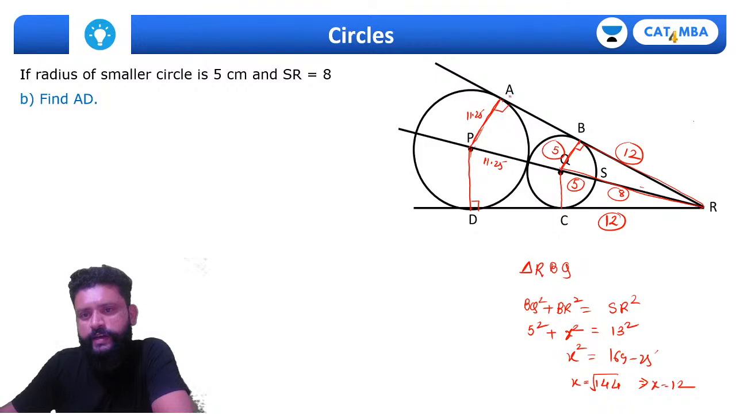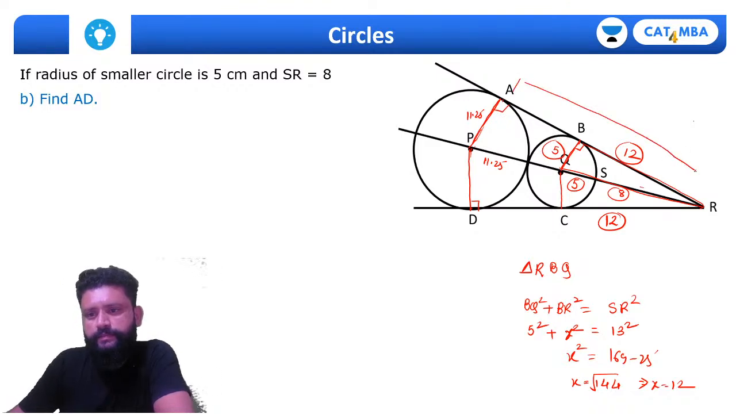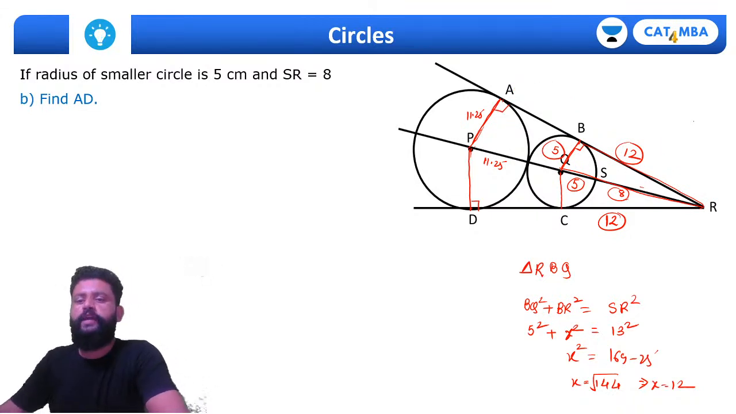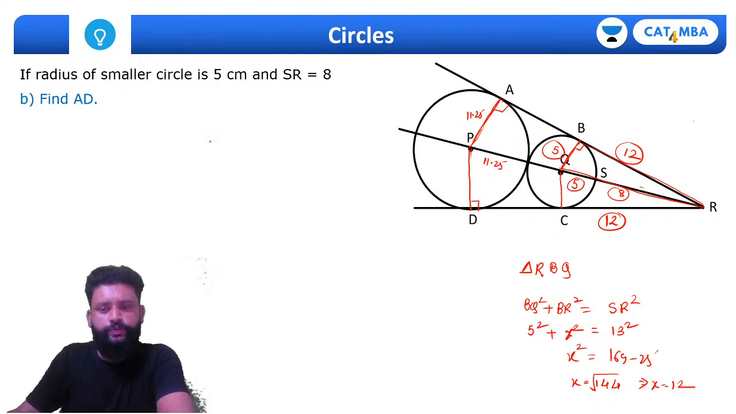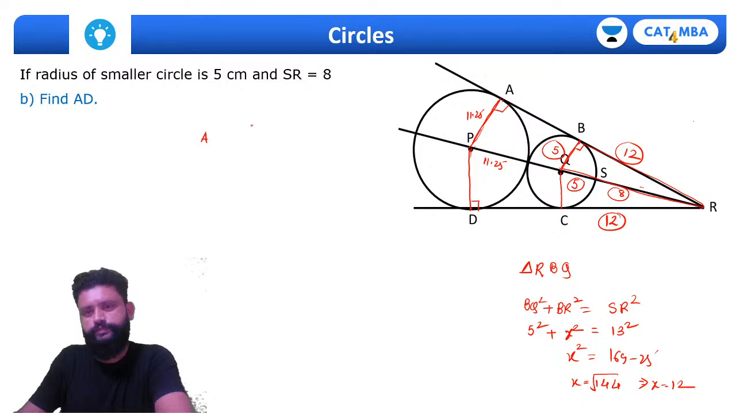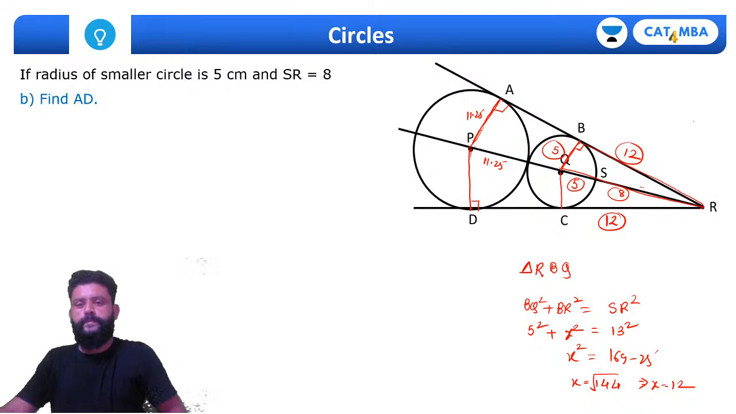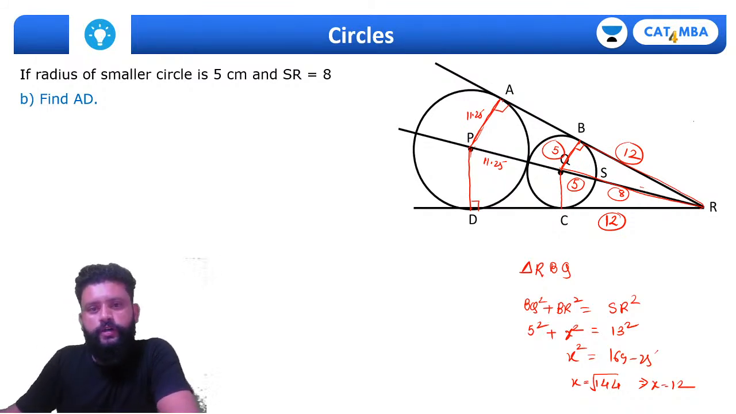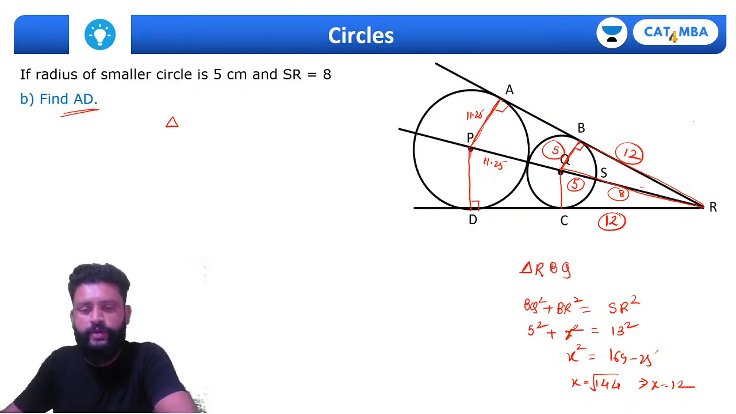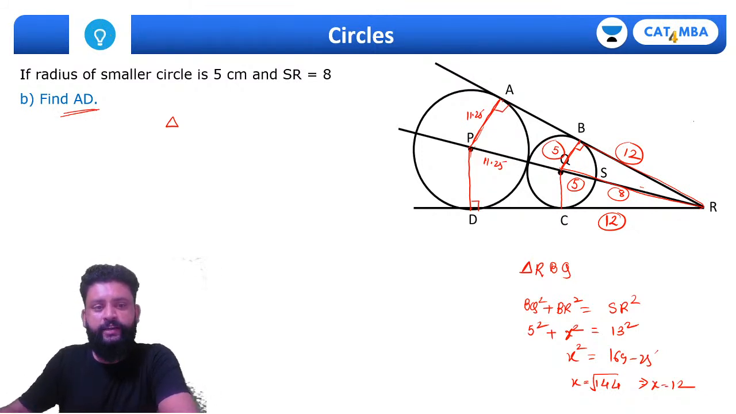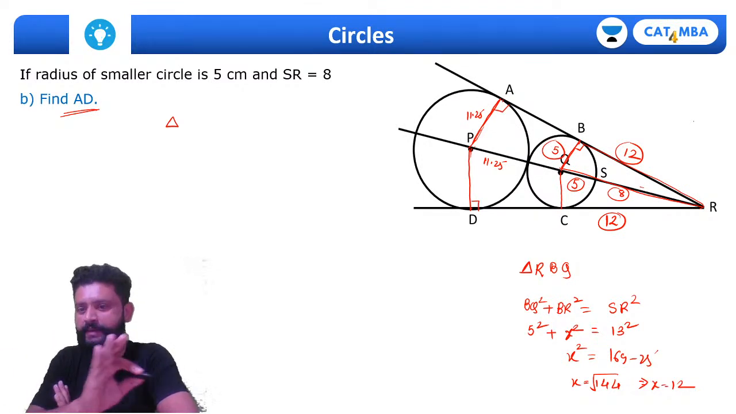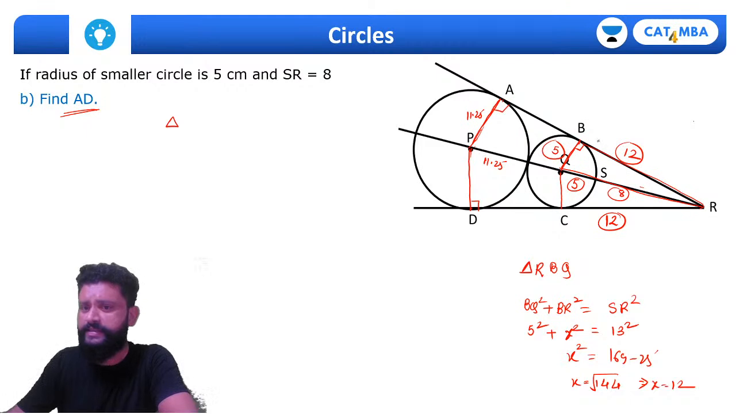The same way you can calculate AP as well. Sorry, AR. I'm talking about AR. Okay, now let's calculate the area of triangle RBQ. I'm calculating a few more values which I am going to use ahead, guys. I'm not just calculating AB. Let me clearly tell you, I'm not just calculating it for AD. I'm trying it ahead for all the questions.